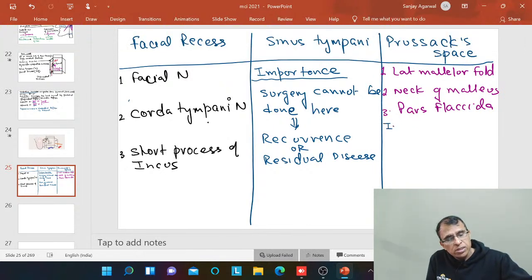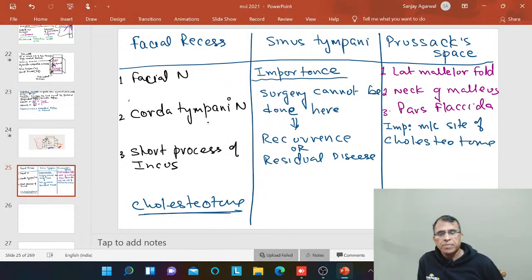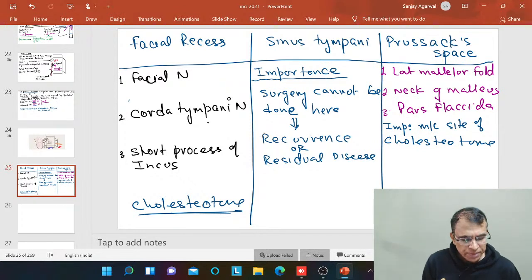And then importance. It is the most common site of a very popular disease called cholesteatoma. I'm writing cholesteatoma. So if I ask you which is the commonest site of cholesteatoma, prosaic space is the commonest site. Cholesteatoma is a disease we'll discuss with otitis media. When we discuss otitis media, we'll talk about this disease. So you'll know about it later on. But if I ask you which is the most common site of cholesteatoma, you should be able to tell me prosaic space. Okay, will you remember?